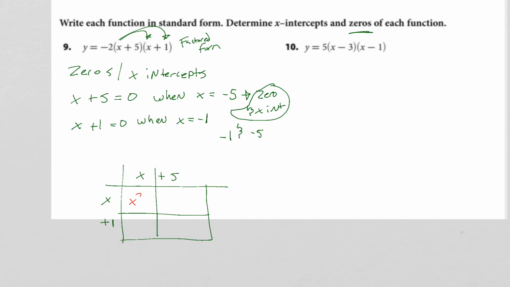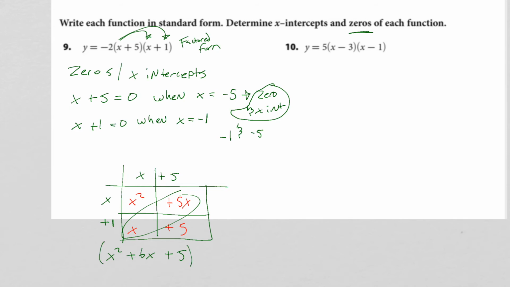x times x, x squared. x times 5, plus 5x. x times 1 is x, and 1 times 5 is 5. Diagonally, it will combine. Now this is just one way to multiply polynomials. You can also factor. You can also use the distribution method. There's more than one way. So you get x squared plus 6x plus 5. So this is the standard form.